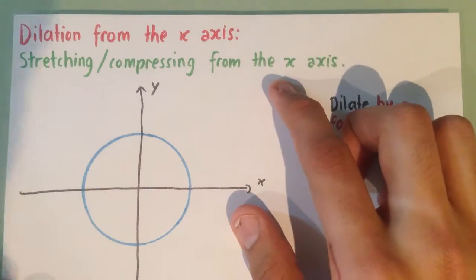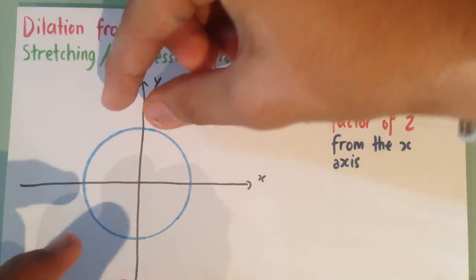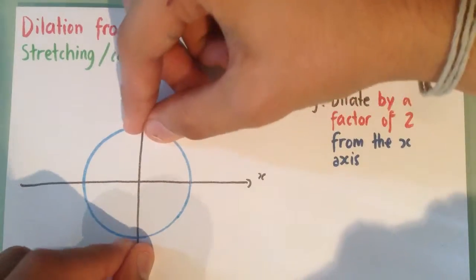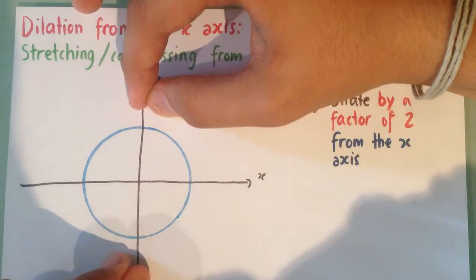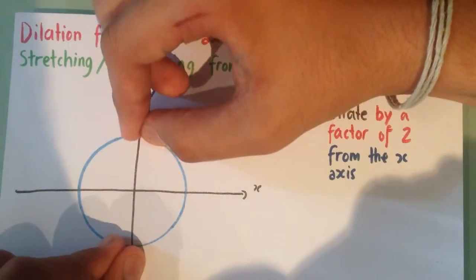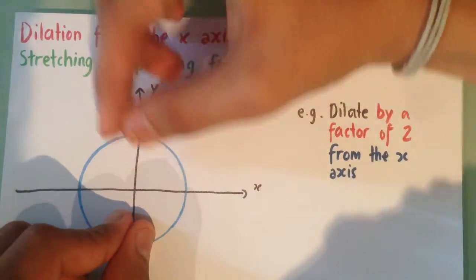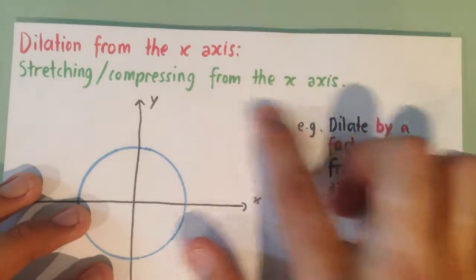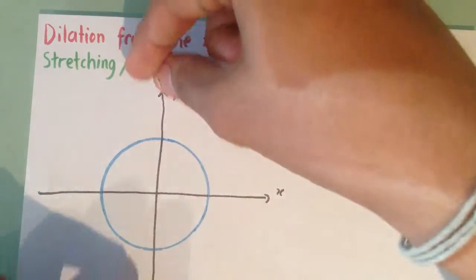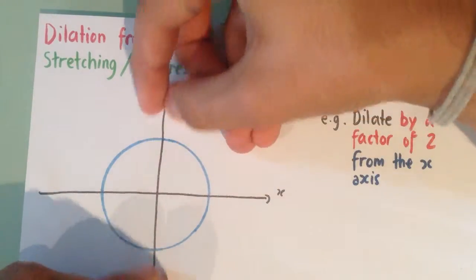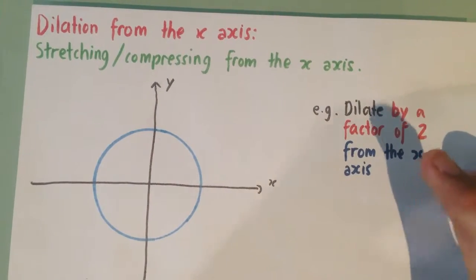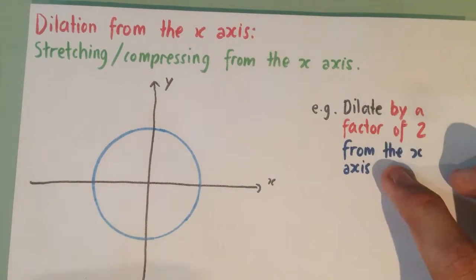If it's from the x-axis, that means you're grabbing it from these two ends, and you're stretching it from the x-axis. That's why it says from the x-axis. Or alternatively, you're compressing it towards the x-axis. That's what it means when it says from the x-axis. Okay, so dilation from the x-axis is stretching or compressing from the x-axis that way. So for example, here we're told to dilate by a factor of 2 from the x-axis.